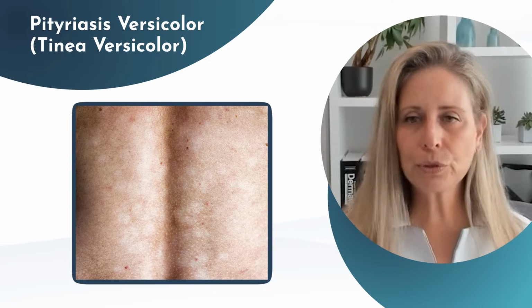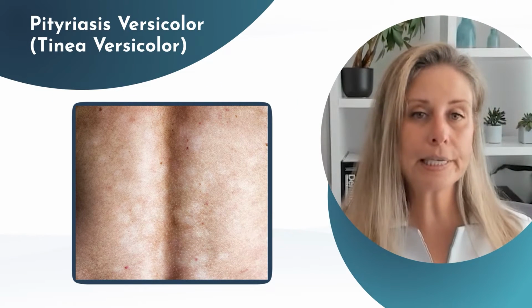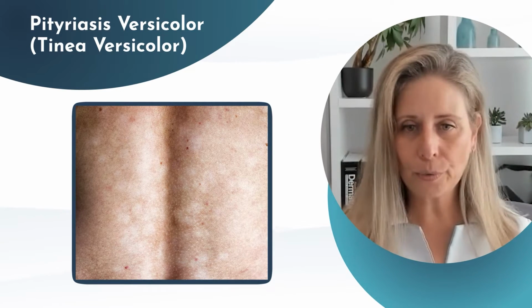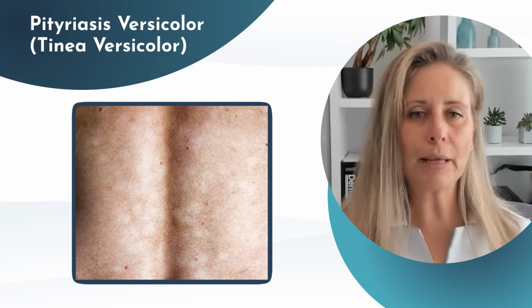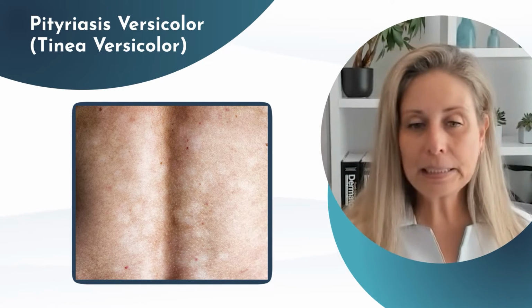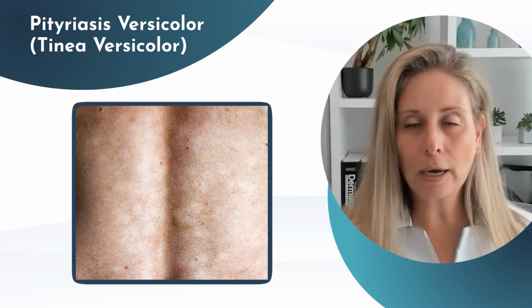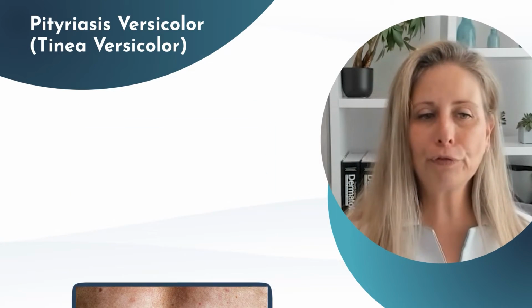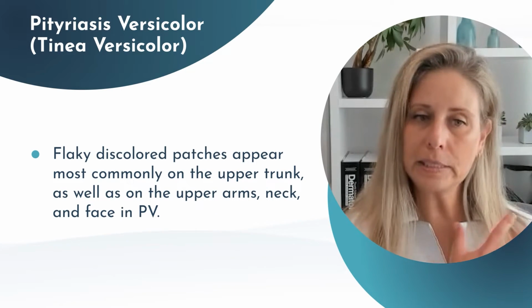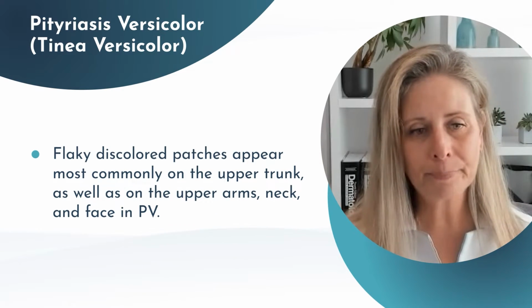So this is a condition that used to be mostly referred to as tinea versicolor, but it has since been renamed to be Pityriasis versicolor. As we know, Pityriasis and Malassezia is the same. It could be Malassezia versicolor. Basically, it's due to Malassezia yeast. So these are flaky, discolored patches. Most commonly, we're seeing them on the upper trunk. We can see this on the arms, neck, and face.